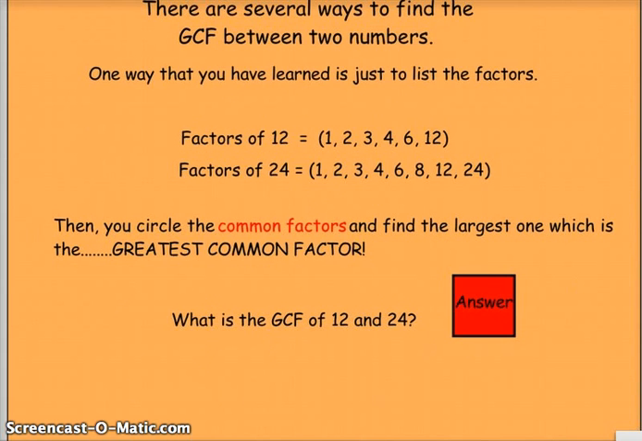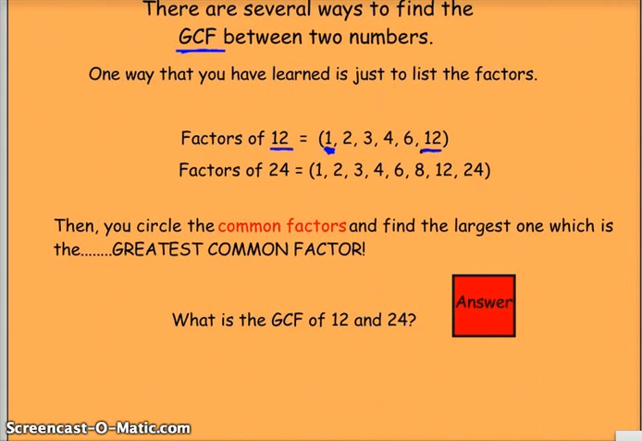There are several ways to find the GCF between two numbers. The one way we just did, and that you've learned to do before, is to simply make a list of factors. So if we're looking at factors of 12, again, divisibility rules can help you here. I know that these factors always come in pairs. The first one is a 1. 1 times 12 is 12. My next number from 1 is 2.